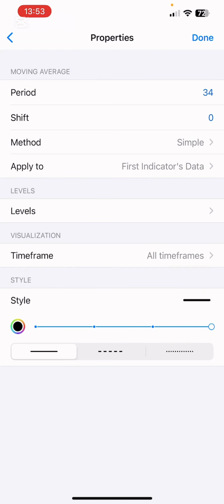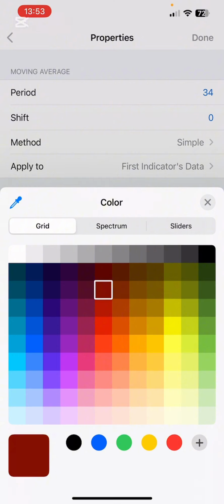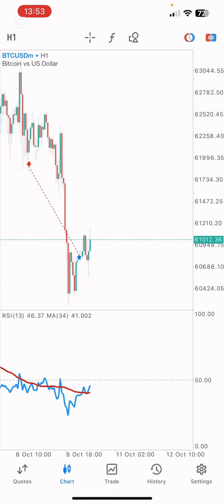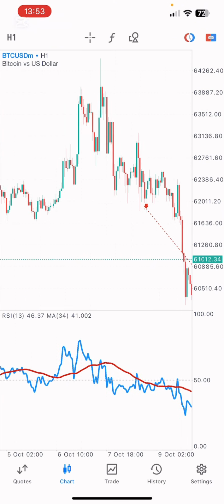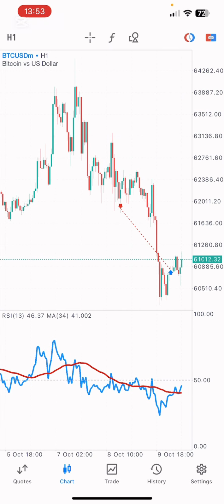Then you come towards style. We are going to change this color to red. Then you go back, then you increase. You can just drag this line like this. You select this first one, not these broken lines. Then we are good to go. You press done. This is the indicator which you are now seeing.